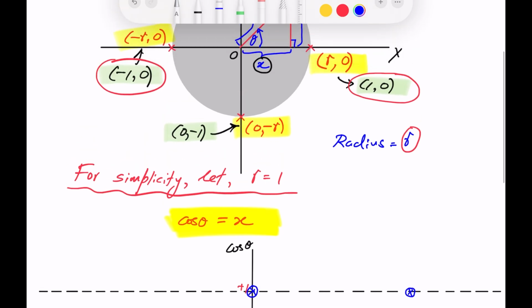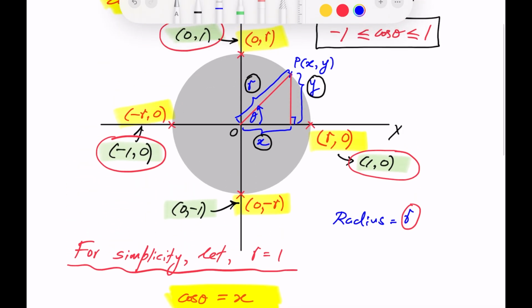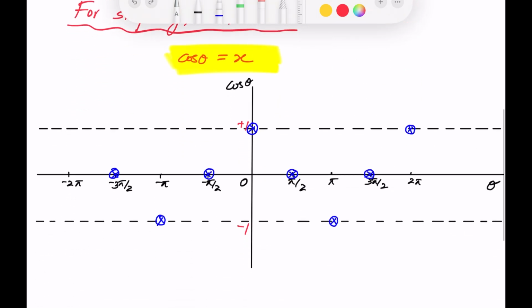Similarly, when theta is equal to negative 2 pi, which means point P is back on the x-axis right here, the x-coordinate is equal to 1. Therefore, at theta equals negative 2 pi, cosine theta should be equal to 1. All of these points are points on the cosine theta graph. So now we can quite easily go ahead and connect these points.